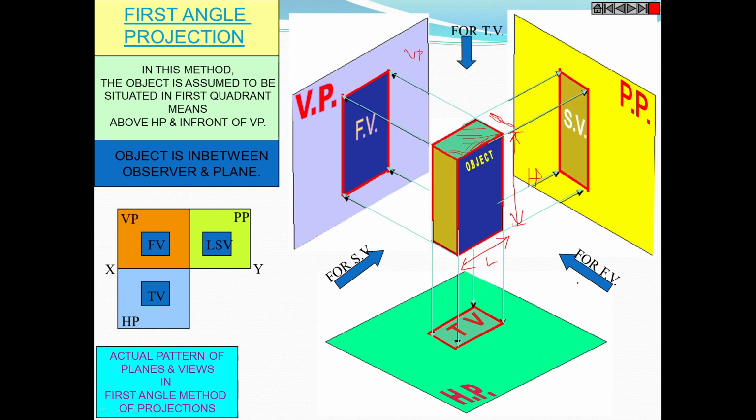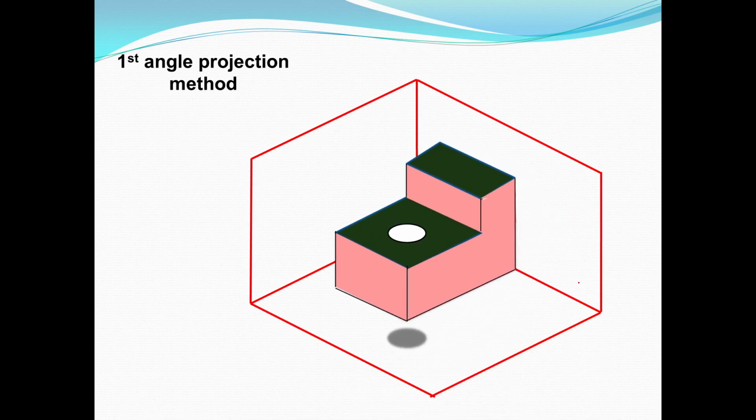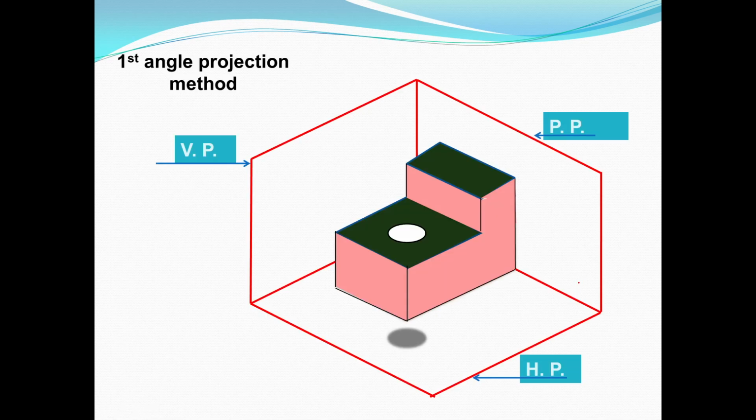Okay, so this is with the first angle method of projection. So what is the first angle method of projection? In the first angle method of projection, the combination is observer, object, plane. This is the observer position, this is the object, and this is the plane. For the side view as well: observer, object, plane.